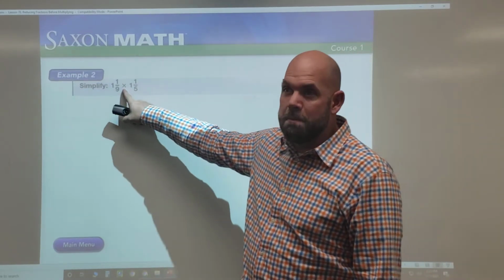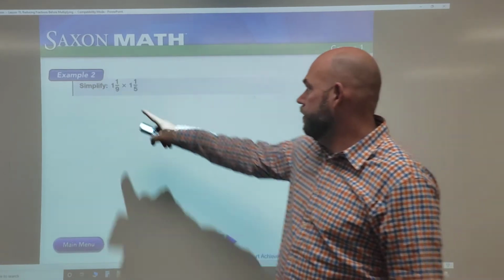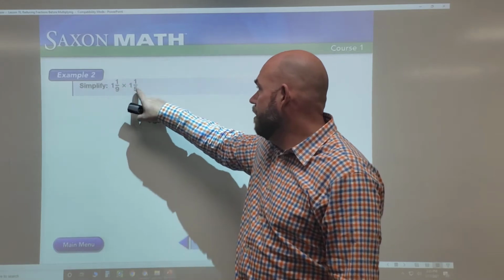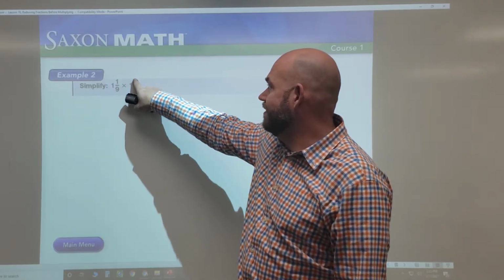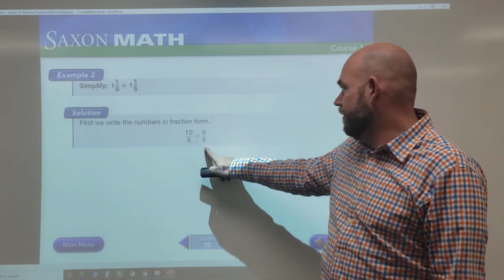Here, we're going to start with a mixed number. We need to change that to an improper fraction. So let's do that first. 9 times 1 is 9, plus 1 is 10. So we have 10 ninths. 5 times 1 is 5, plus 1 is 6, so 6/5. So then we have 10 ninths times 6/5.